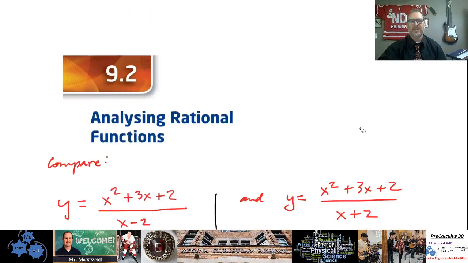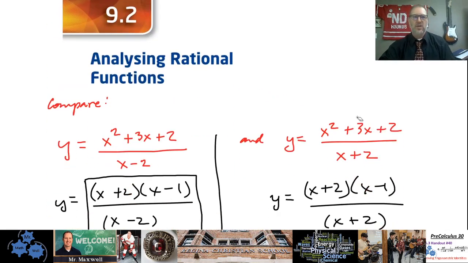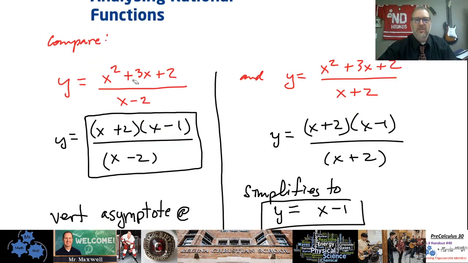But let's move on to 9.2. Okay. So 9.2, we're analyzing rational functions. On the surface, these two functions in red here look very, very similar. Okay? And you'd think, oh, the graphs probably look really very close to being the same, but they don't. The big thing is we've got an x plus 2 in the denominator here and an x minus 2.